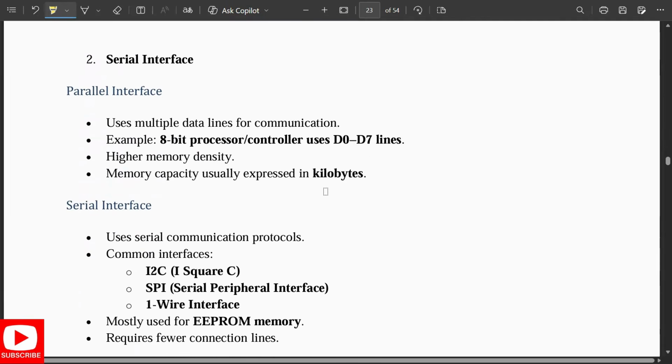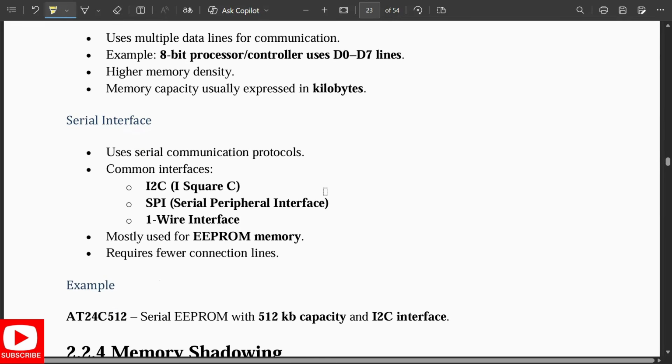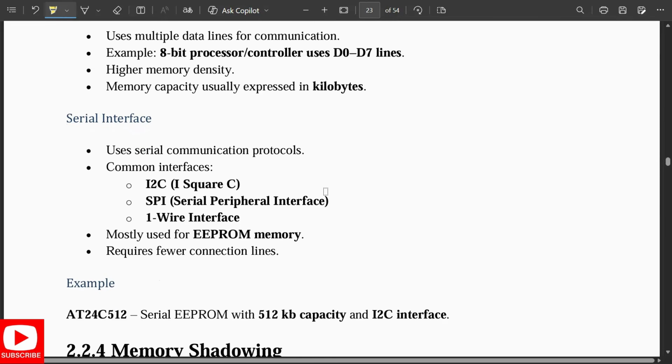In the parallel, this uses multiple data lines for communication. An 8-bit processor uses D0 to D7 lines. Higher memory density and memory capacity usually expressed in kilobytes. Next comes serial interface. Here it uses serial communication protocols, that is I2C, SPI, and one wire. We'll be learning all these three serial interfaces in this module. Next, the most used EEPROM memory requires fewer connection lines.